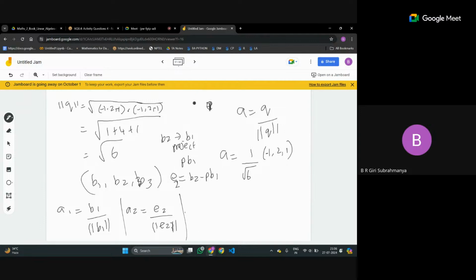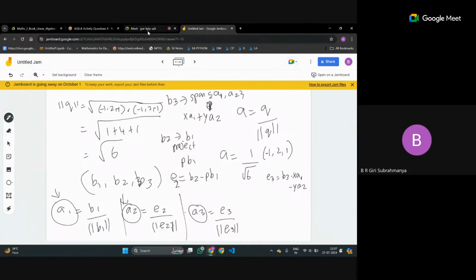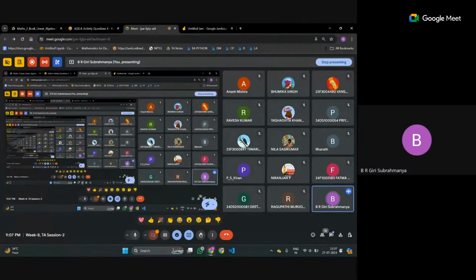Similarly for a3, take b3 and project it onto the span of a1 and a2, sorry, not b1 and b2. The span of these two vectors. The projection will be some x times a1 plus some y times a2. Now you can find the error vector e3, which is equal to b3 minus x times a1 minus y times a2. Clear? So this is e3. Now a3 is equal to e3 divided by the norm of e3. This is the usual length. So now your a1, a2 and a3, these 3 are your orthonormal basis set. Hope everybody understood this Gram-Schmidt process, right? If you have understood, we can go to the next question.